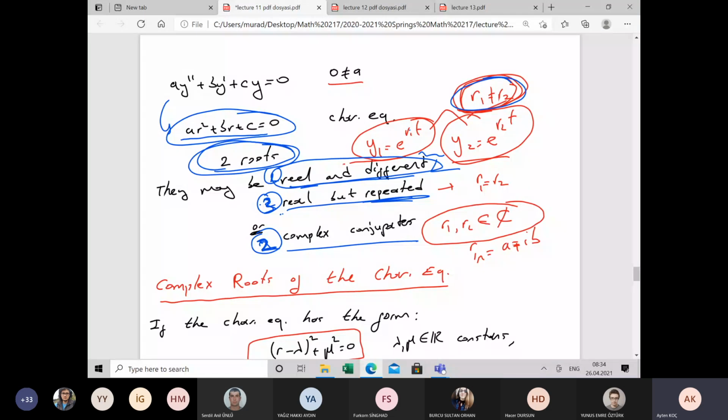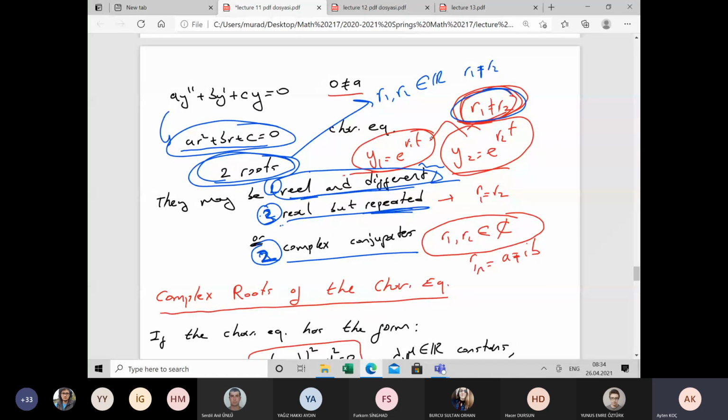For example, these roots are r1 and r2. They are real numbers and different roots. So we know that we have two corresponding fundamental solutions of our differential equation, e to the r1 t and e to the r2 t, fundamental solutions because the Wronskian determinant W is not zero.